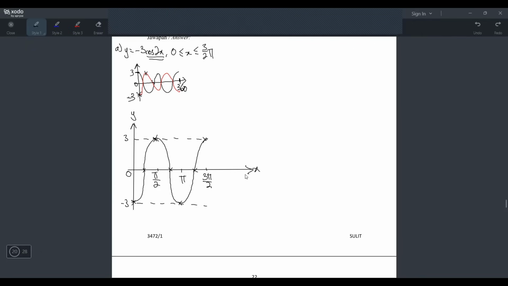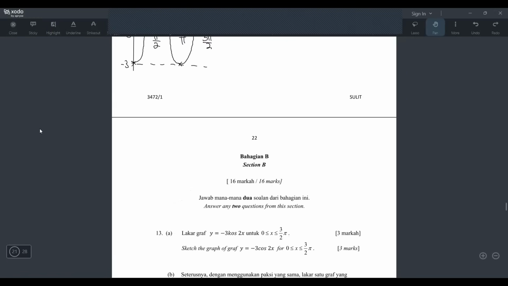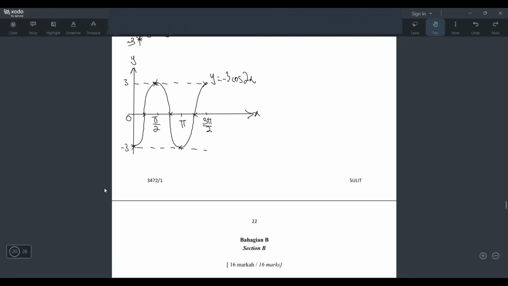Okay. So yeah, this is my graph. And then don't forget to write the equation y equals -3 cos 2x. So I think this is the answer already. So question A, sketch the graph, is worth 3 marks. Okay, now what we can do is B.